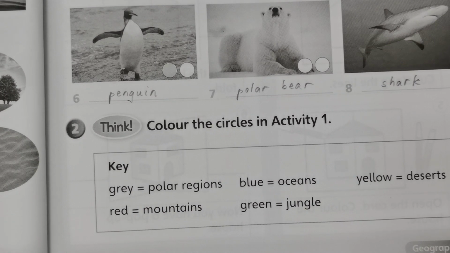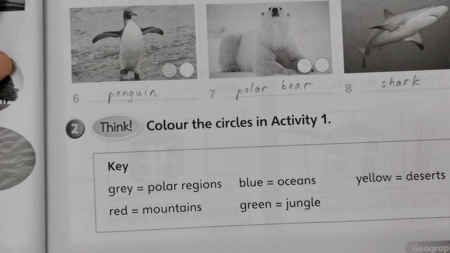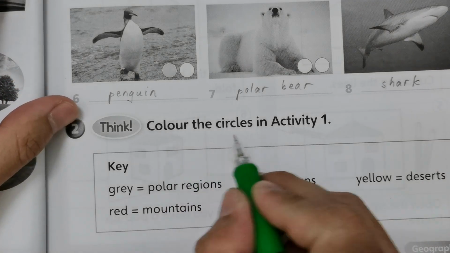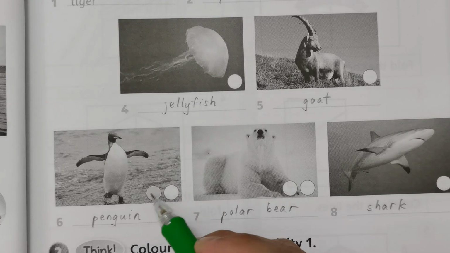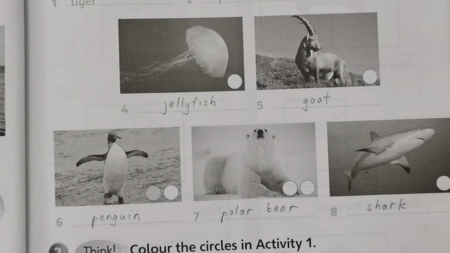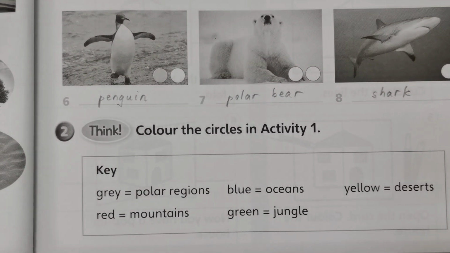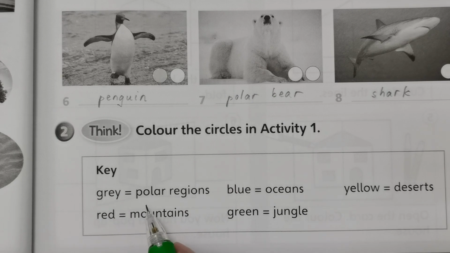So let's go to activity 2. Think. Color the circles in activity 1. So this is just color the circles. So some may have 2 circles. So this one already given answer. This is gray in color. And then let's look at the key. So gray we apply for these polar regions.